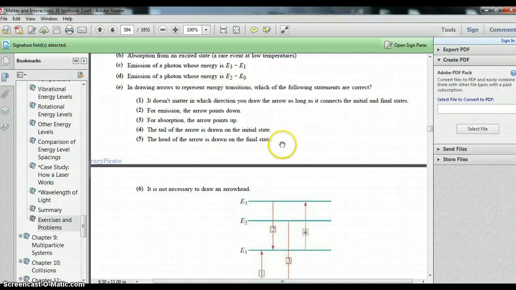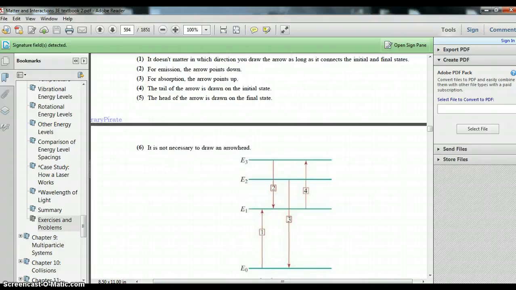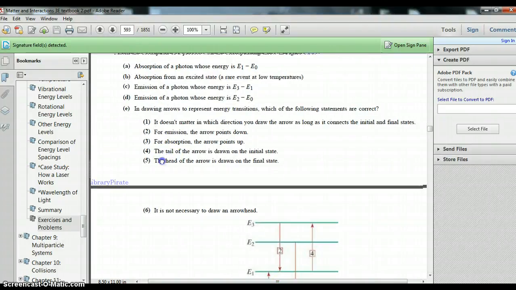Emission whose energy is E2, E0. Again, that's number 3, going from E2 to E0. Again, emission means releasing the energy, going from high to low.